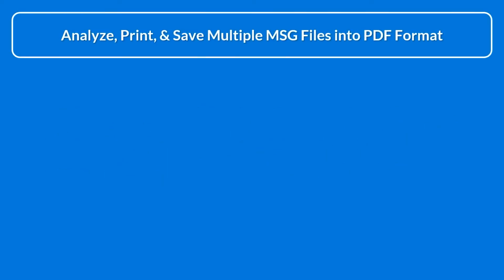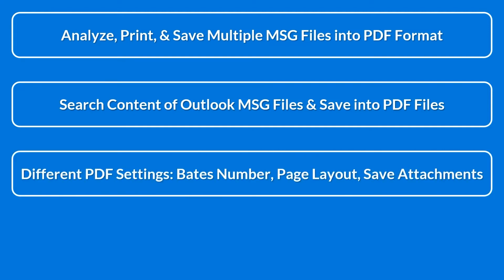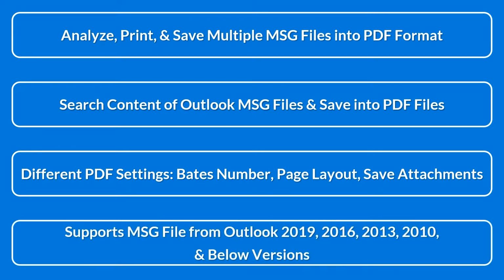Analyze, print, and save multiple MSG files into PDF format. Search content of Outlook MSG files and save into PDF files. Different PDF settings: Bates number, page layout, save attachments. Supports MSG files from Outlook 2019, 2016, 2013, 2010, and below versions.